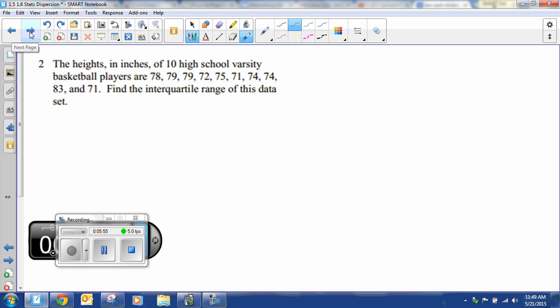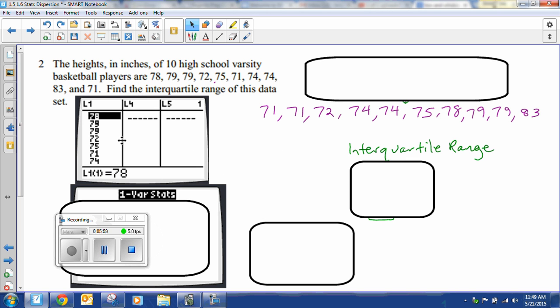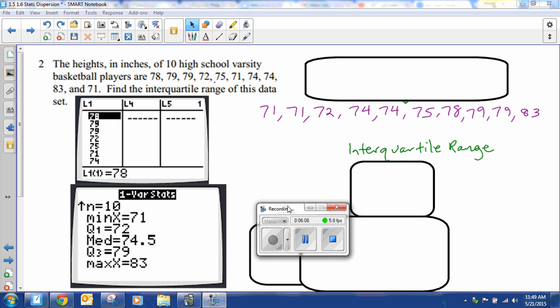Okay, so I'm going to use the calculator again. I'm going to plug them all in here. It's not a frequency table, so we're just going to plug them into one list. Choose one variable statistics, and here's the important data that we need.